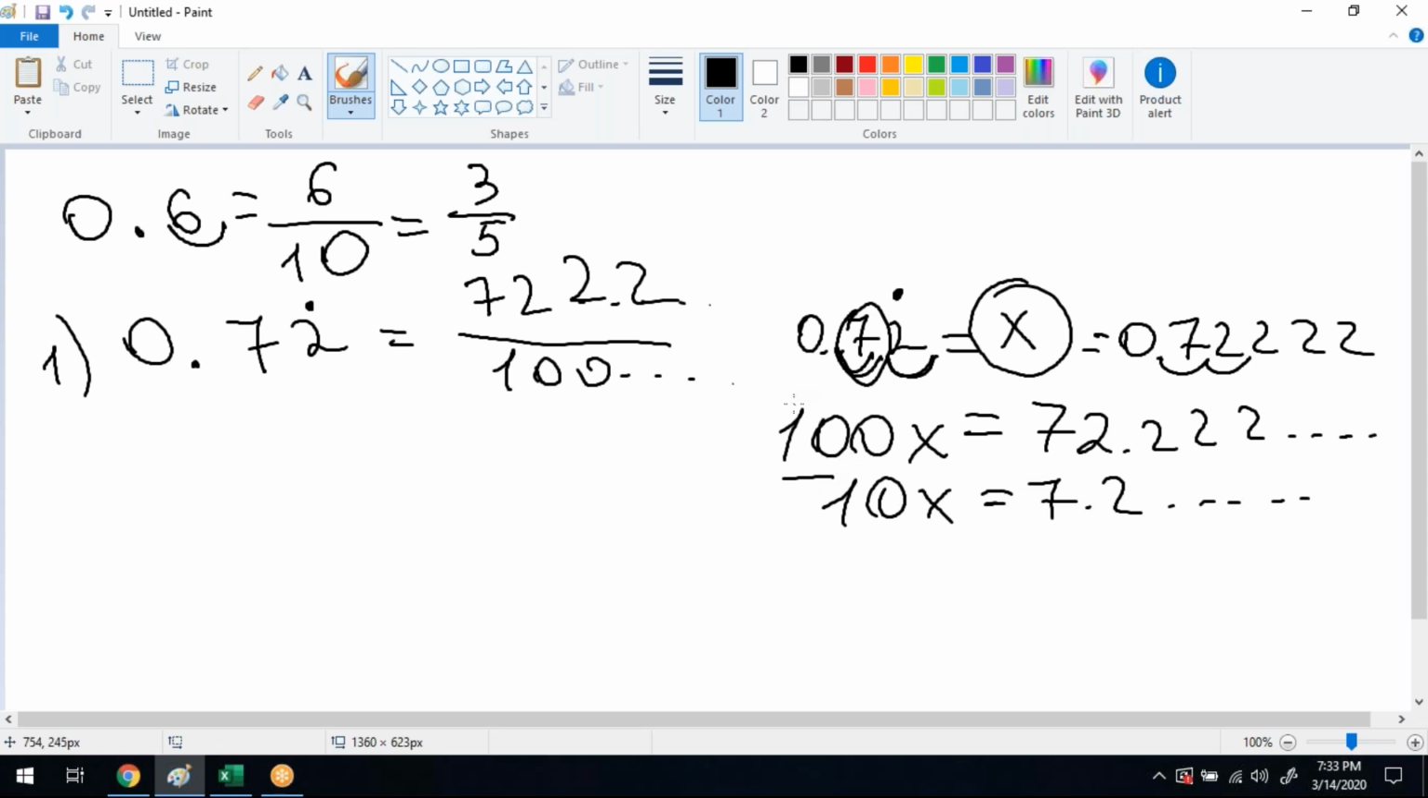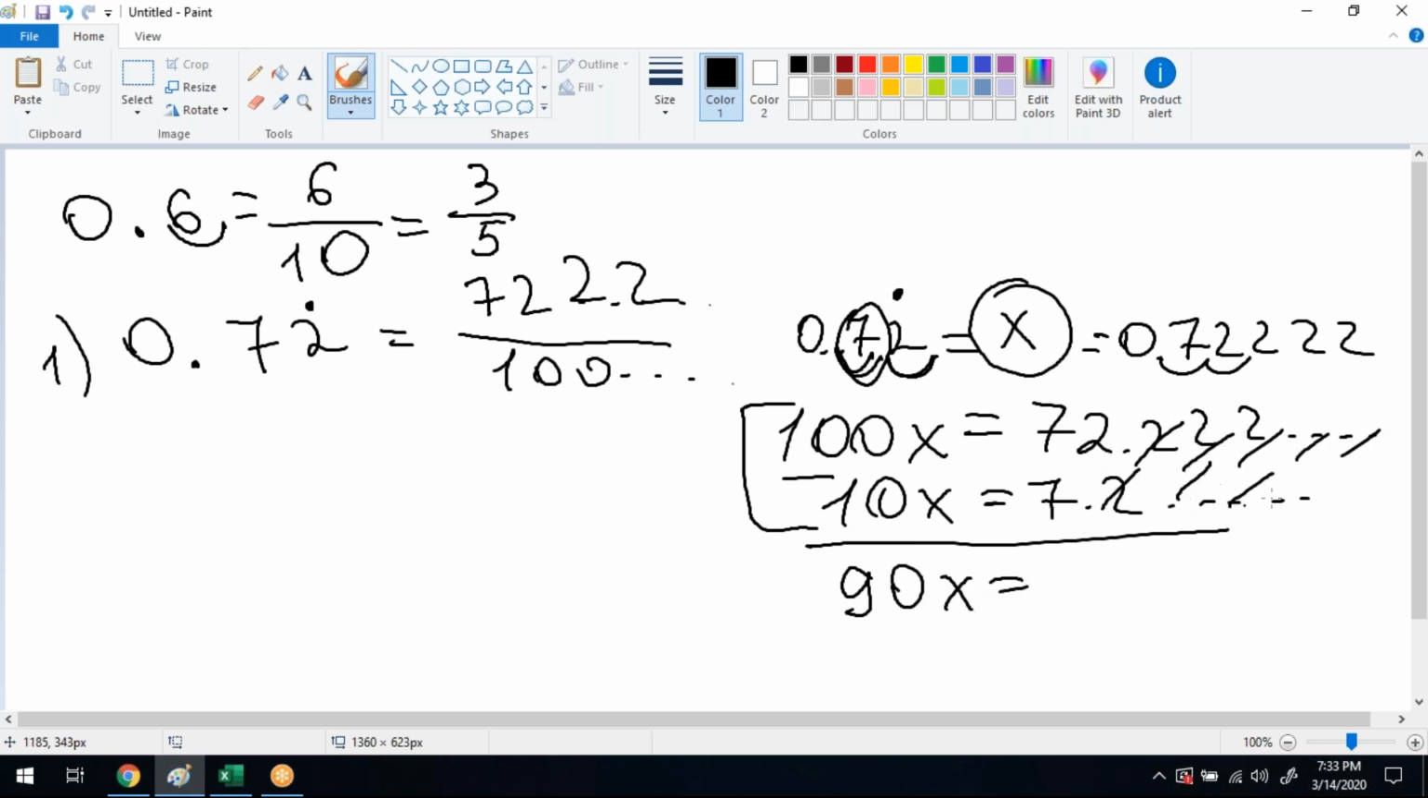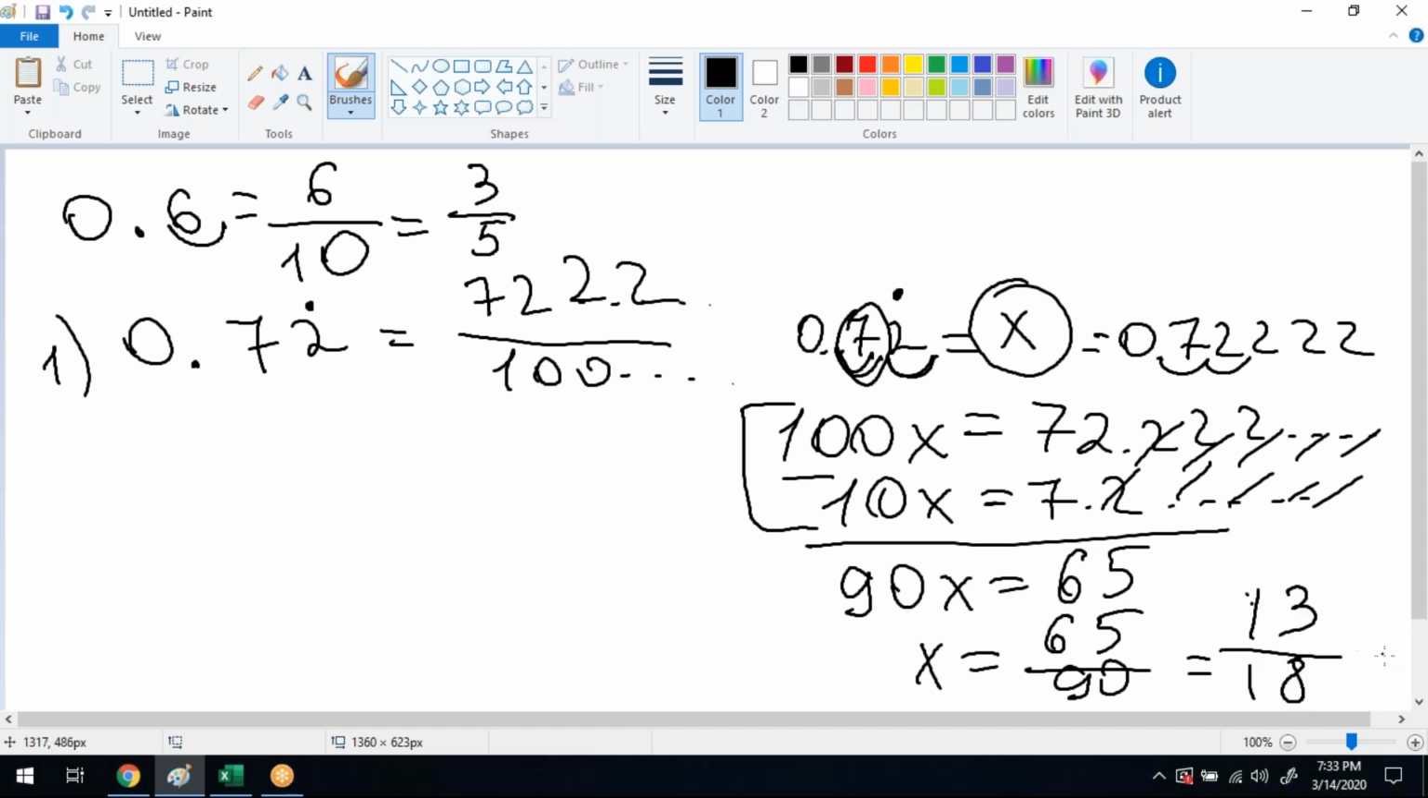And that's it. I use just two equalities to solve it. So if I subtract these parts, it will be 90x. The 2's in the decimal places will be cancelled, and it will be just 65. And if I want to find x, it will be 65 over 90, which is simplified by 5. It will be 13 over 18. So 0.72 is 13 over 18.